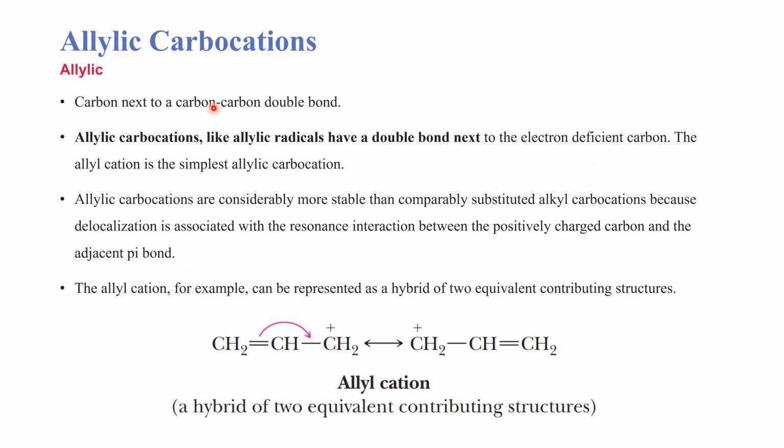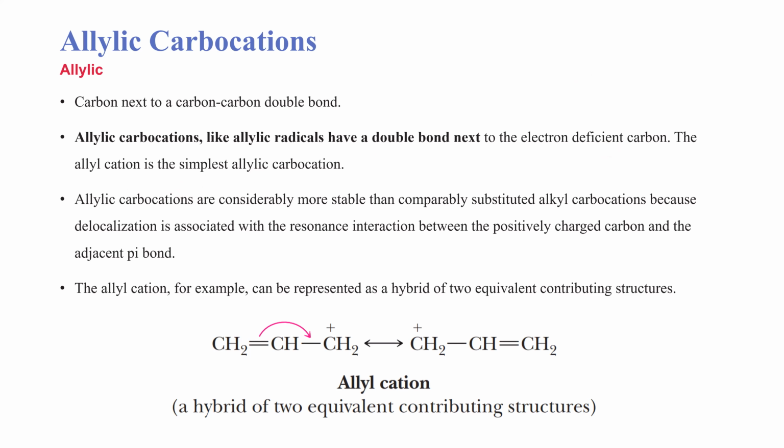These are called allylic carbocations. So, what is allylic? Any carbon which is next to a carbon double bond is basically allylic. So once a carbocation is formed, and it is next to this allylic functionality, we call it an allylic carbocation, right? Allylic carbocations, like allylic radicals, have a double bond next to the electron deficient carbon. The allyl cation is the simplest allylic carbocation.